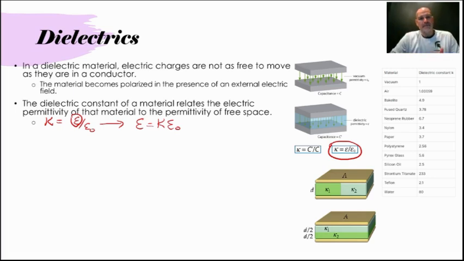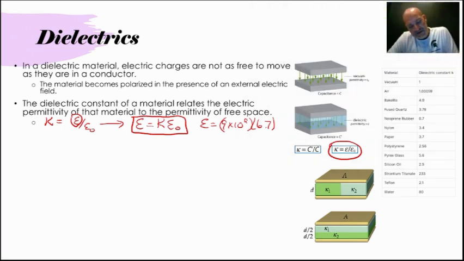Okay. So if you wanted to find, let's say, neoprene rubber, right? So epsilon would be 9 times 10 to the 9th times 6.7. Right, so whatever that ends up being, that is the electric permittivity for that particular material. And then you can also substitute this relationship, right? It changes Gauss's law just a little bit, and we're going to do that in the example.